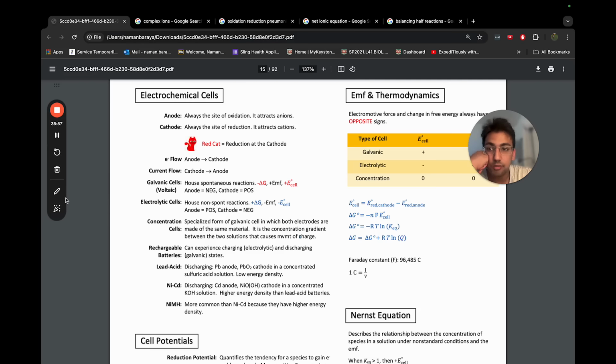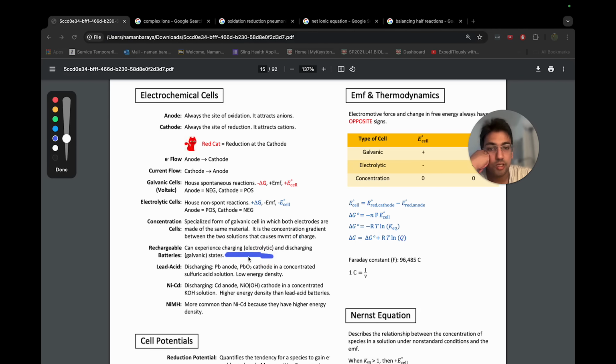We have rechargeable batteries, and rechargeable batteries just experience changes between electrolytic and galvanic states. Now we have these, and they're not too high yield, so I'm not going to go too much into it, but we have lead acid and then these two, and again, not very high yield. They're just very specific types of batteries, so I'll let you read into it.